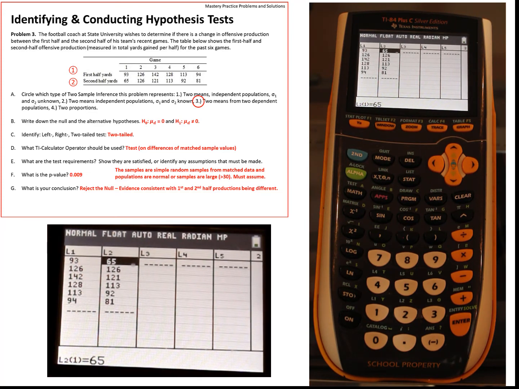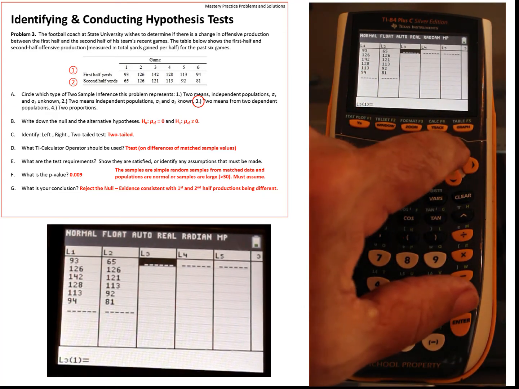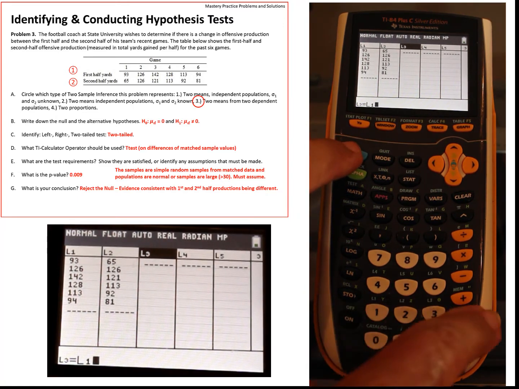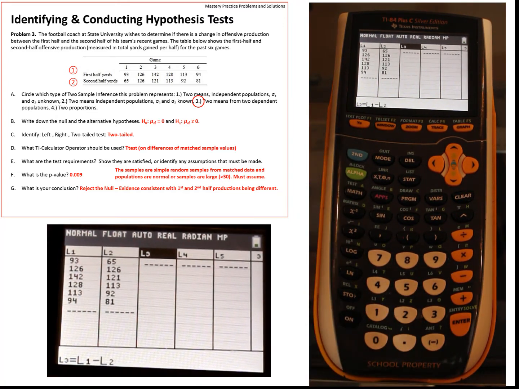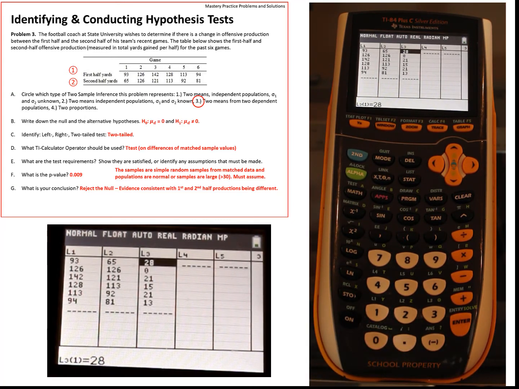So what you're interested in now is finding the difference in all the matched pairs. So let's go over to list 3, go right up to the very top, and enter L1 minus L2. And when you enter that, in each one of the 6 spots in L3, it'll enter those differences. 93 minus 65, I called that 18 earlier, it's 28. 126 minus 126, 0, 142 minus 121, 21, and so on.